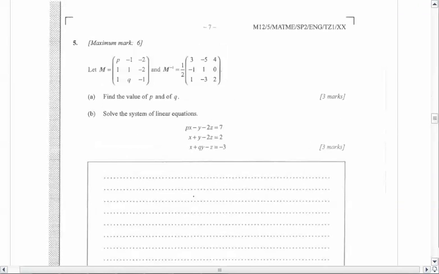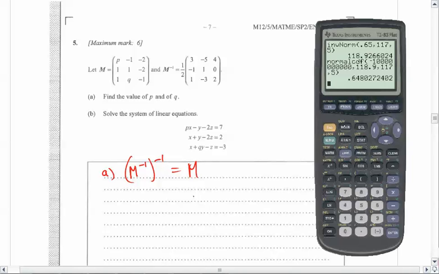So question number 5, another matrix question. It's unusual. Find the value of P and Q. We're given M and we're given the inverse. So I guess the key to this one is the fact that if you take the inverse and then inverse it again, you get M.